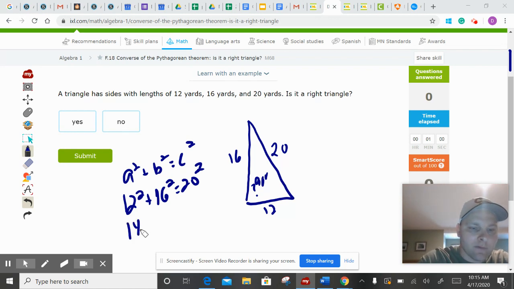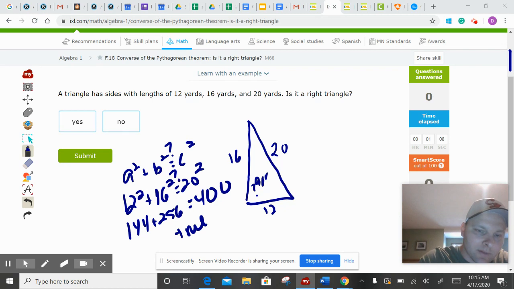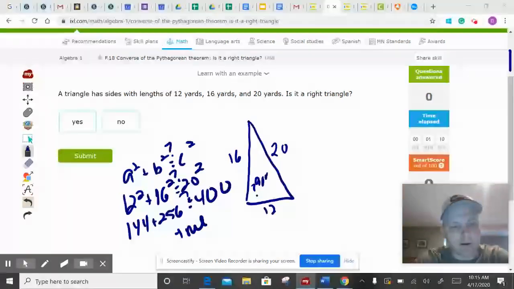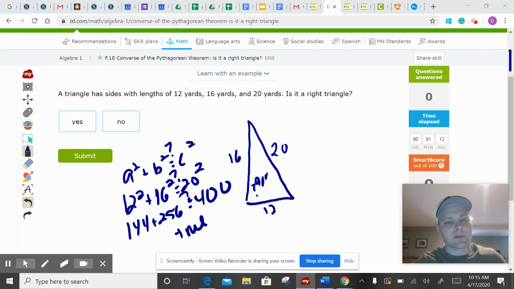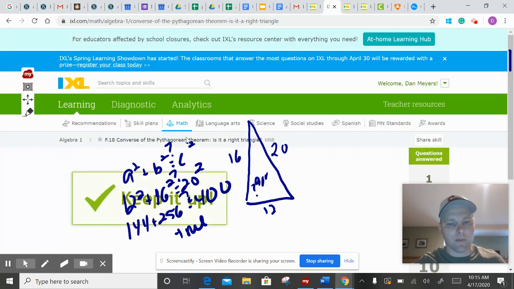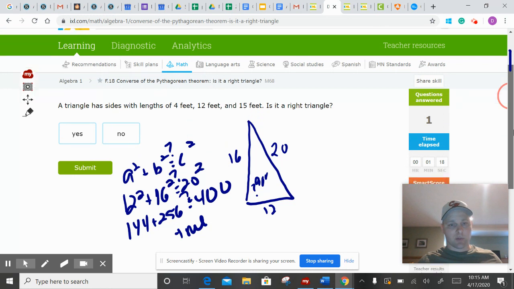This is 144 plus 256 equals 400, and that is true. So actually, instead of putting equals, we really should put a question mark there. We're questioning whether they're equal. That is true, so we should say yes for this one and submit. There we go. So this should be pretty simple for you guys.